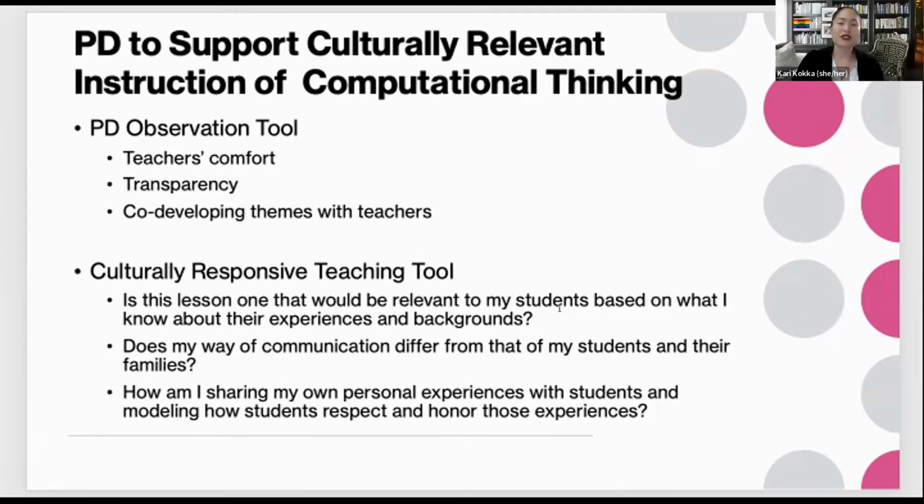For the first one, we talked about how would a teacher know if it is culturally relevant to their students, right? And same thing with the second one, does my way of communication differ from that of my students and their families? How would you know, right? And so we talked also about stereotypes of Asian American families, right? I don't know, Janice, if you felt comfortable sharing. You don't have to share your story, Janice, if you don't want to. I don't mind, I can.